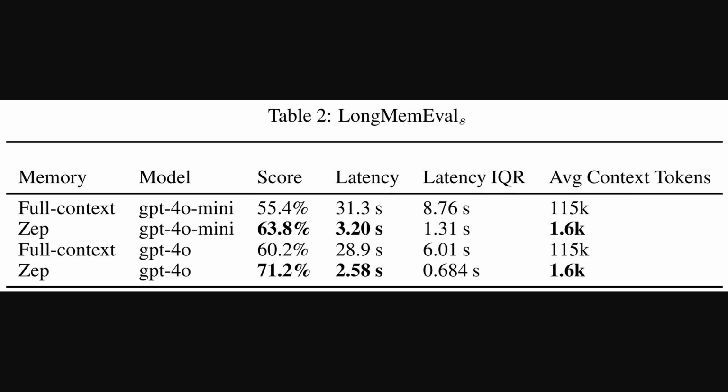ZEP cuts latency by about 90%, from around 30 seconds down to just 3, and uses way fewer tokens, only 1.6 thousand compared to 115,000. So ZEP really shines here, being faster, cheaper, and more accurate on these tougher evaluations.